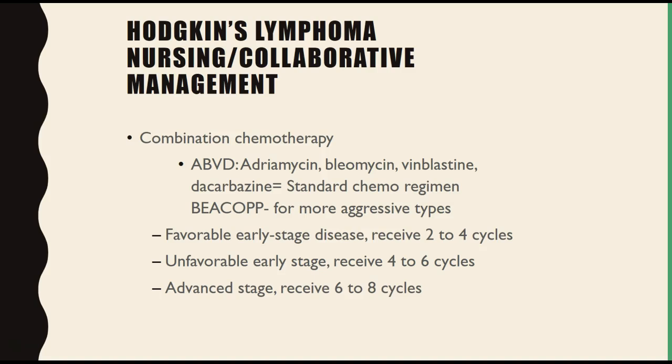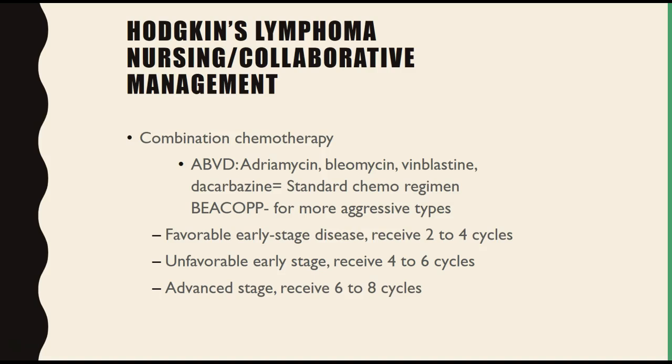Unfavorable is when there are those B symptoms present, and unfavorable early stage will receive more cycles of chemo, up to 4 to 6. And then once the stage has advanced, they will receive up to 6 to 8 cycles of the chemotherapy. So it all depends on the stage of the disease as to how many cycles of chemotherapy are done. And therapy evaluation will be done through PET scans again and CT scans to see what is happening in relation to the chemo. And they will also do bone marrow biopsy if they need to.